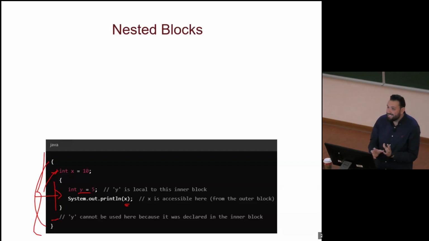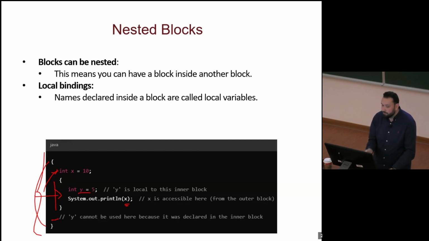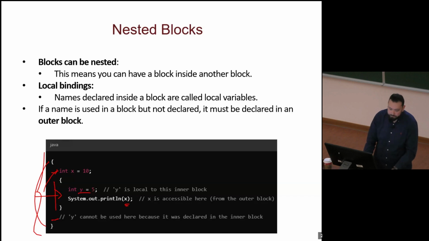Okay, so that's the main idea here of scope. And we're going to see how the program is understanding the scope, because now we're looking at it and we're understanding it. But how is the machine following this? Okay. So blocks can be nested. This means you can have a block inside another block. Local binding, names declared inside a block are called local variables. So we covered all of this. Now we're just putting them together.